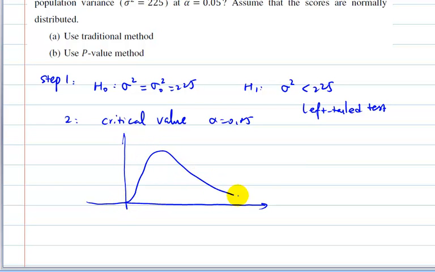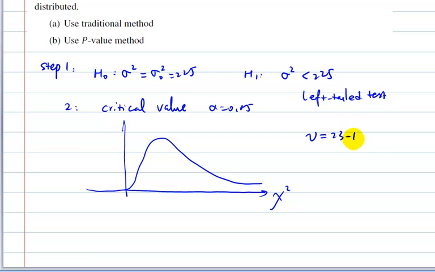So here's a chi square distribution, what it looks like, and this is the chi value. You're looking for left tailed, with alpha equal to 0.05, and then you have to figure out the degrees of freedom, which is 23 minus 1, which is 22. That's your degrees of freedom. And you're looking for the critical value chi square at alpha 0.05.